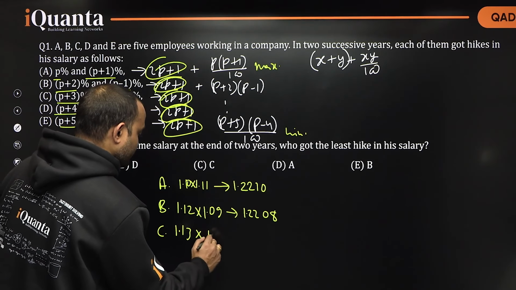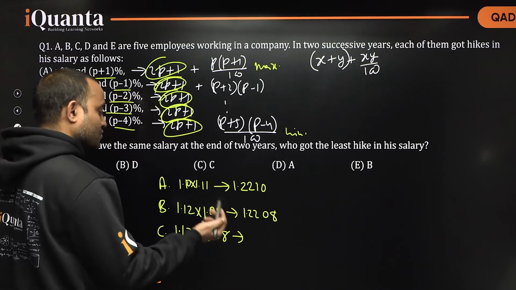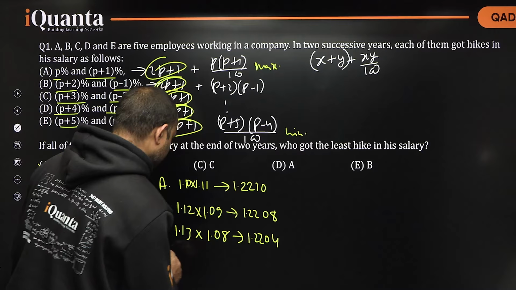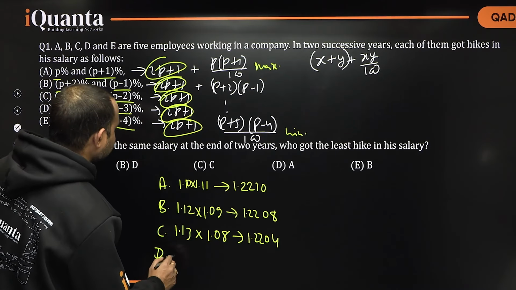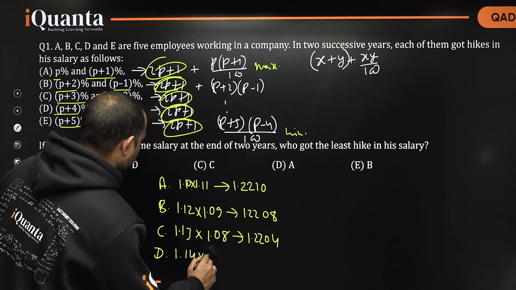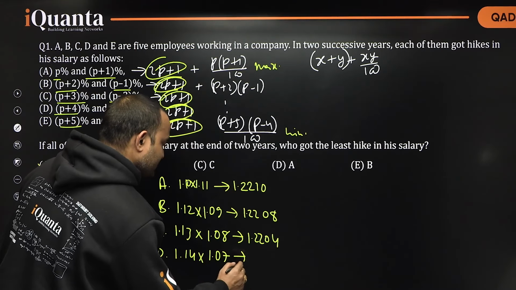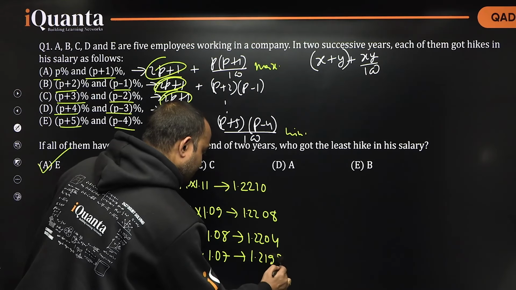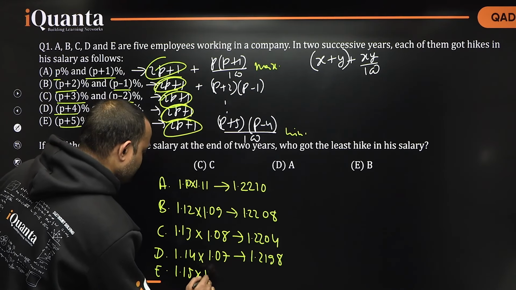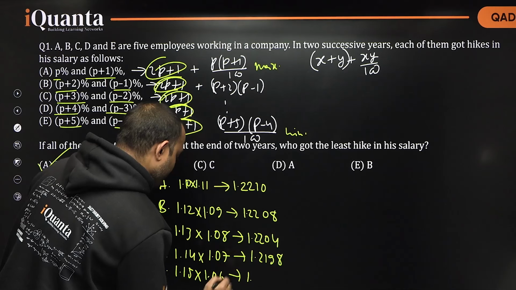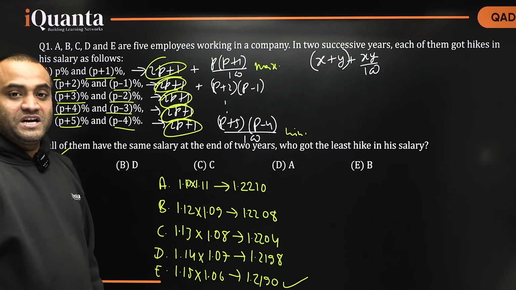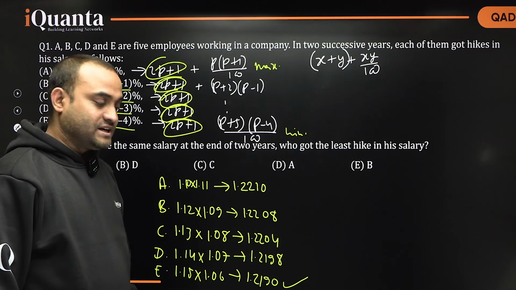1.13 into 1.08. 13 into 8 is 104. So 1.2204. Option D is 1.14 into 1.07. 14 into 7 is 98. So 1.2198. Option E is 1.15 into 1.06. So 1.2190. The minimum increase is in this case.